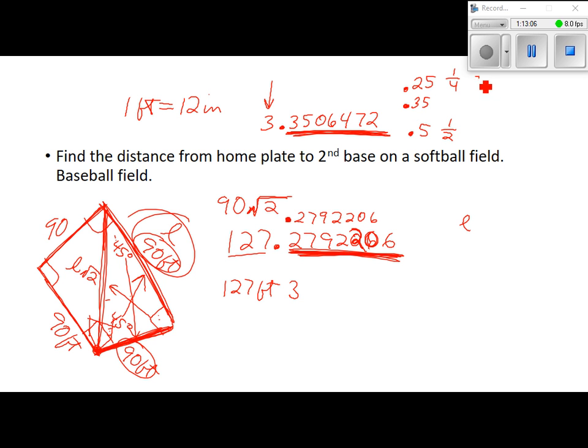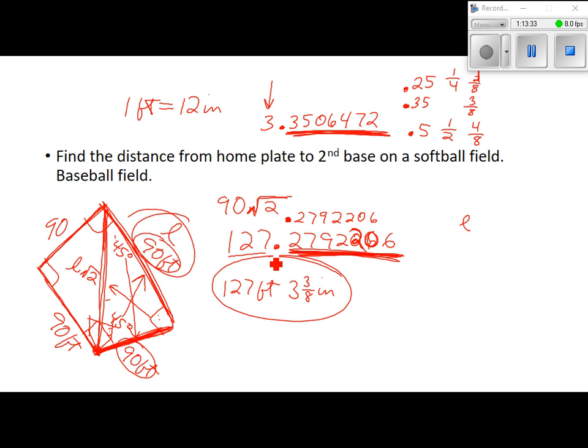1/4 is like 2/8. This is 4/8. So maybe we could go to what? 3/8. That would be directly in the middle. We're not quite directly in the middle, so we could get a little closer than that, but that's probably close enough. So we go 127 feet, 3 and 3/8 inches.